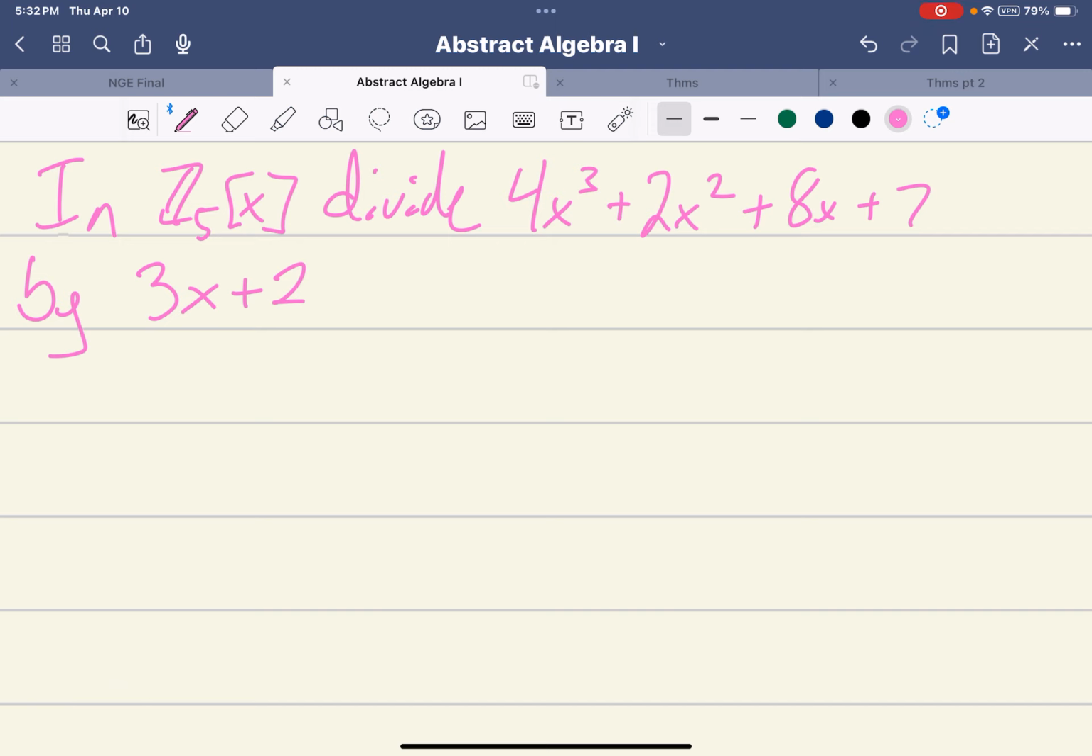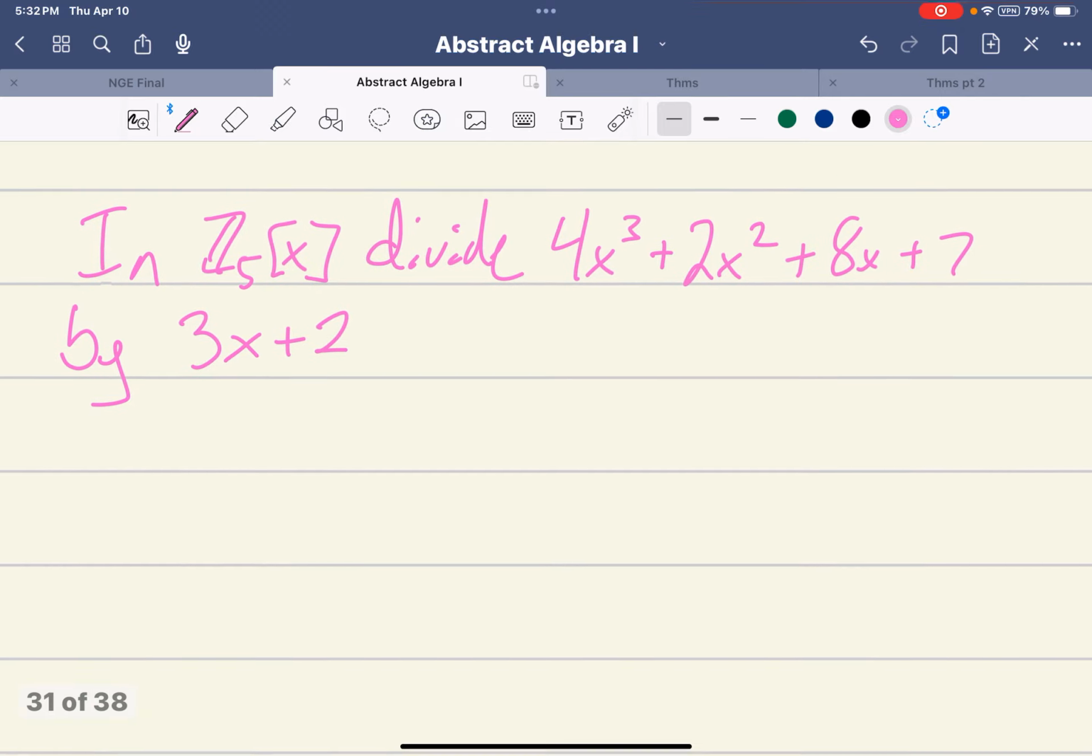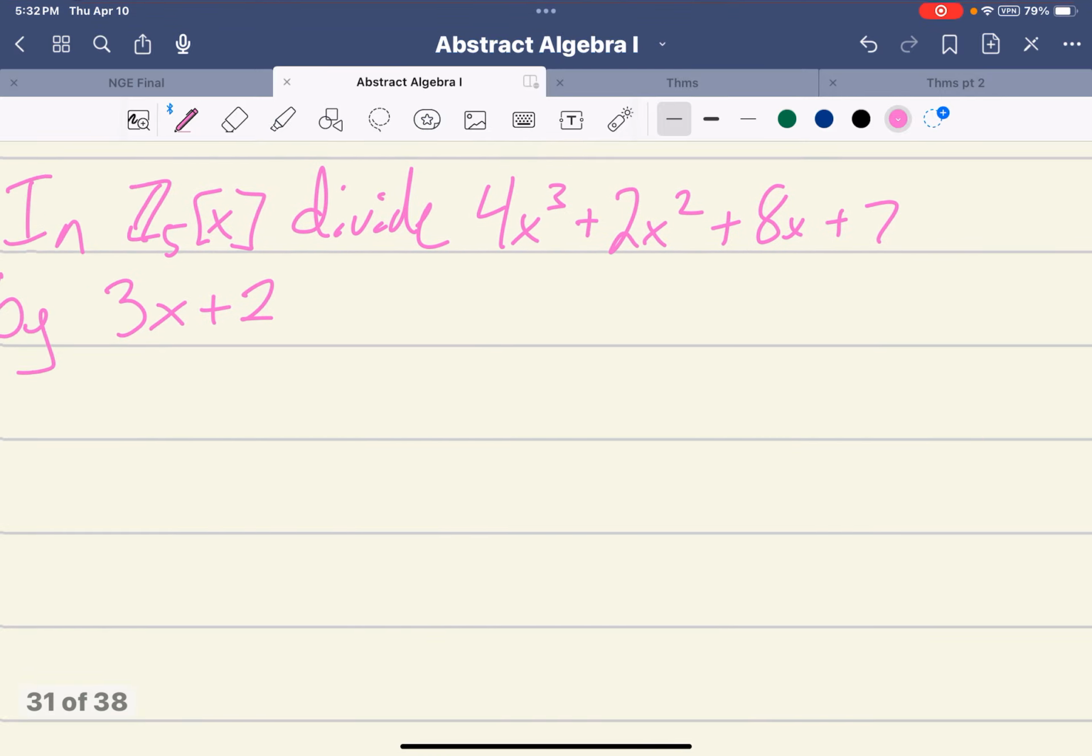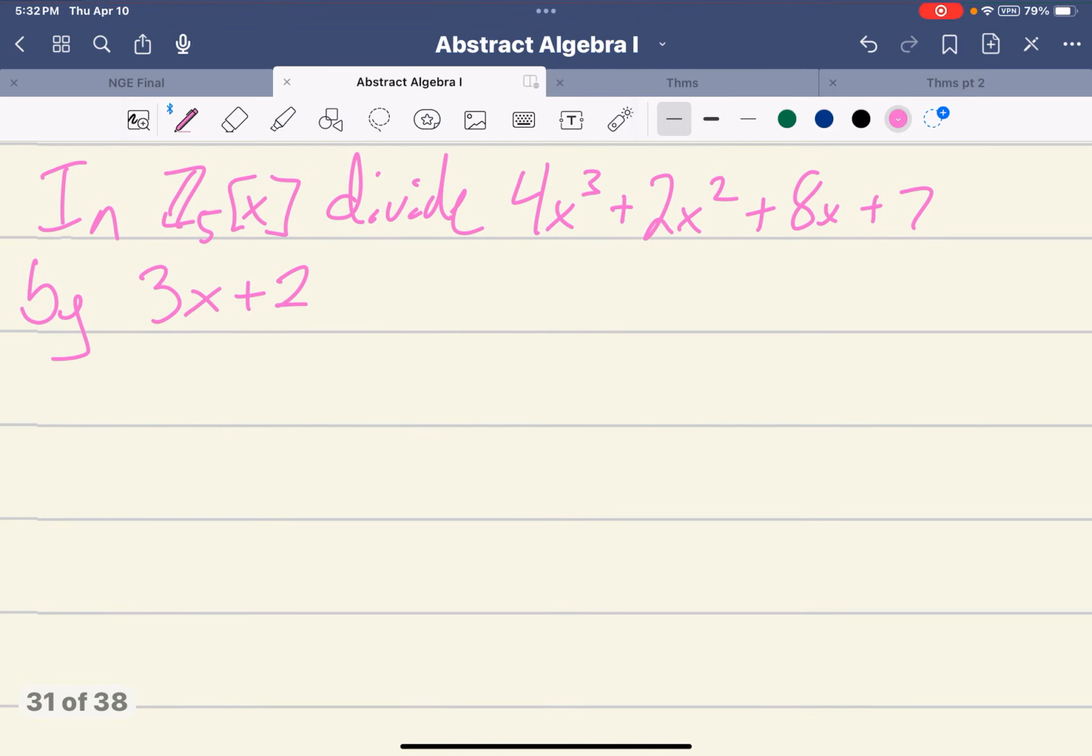So Ada requested some division where the coefficients aren't necessarily 1. Sorry, my screen had something on it. So we're going to do this problem. We're in Z5 right now. That's important. And we're dividing 4x cubed plus 2x squared plus 8x plus 7 by 3x plus 2.